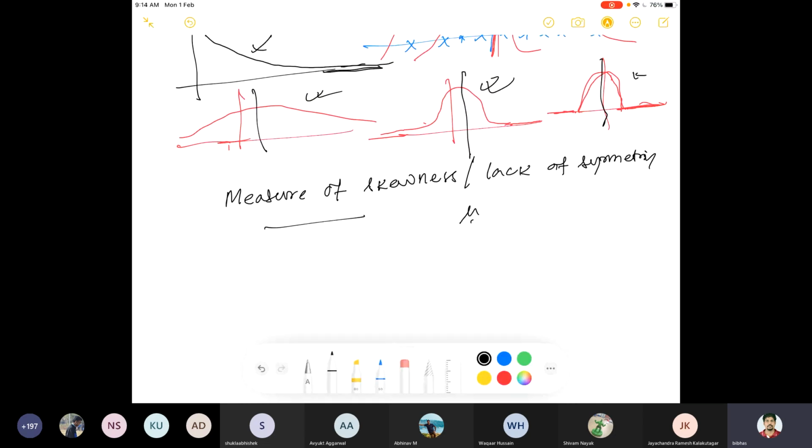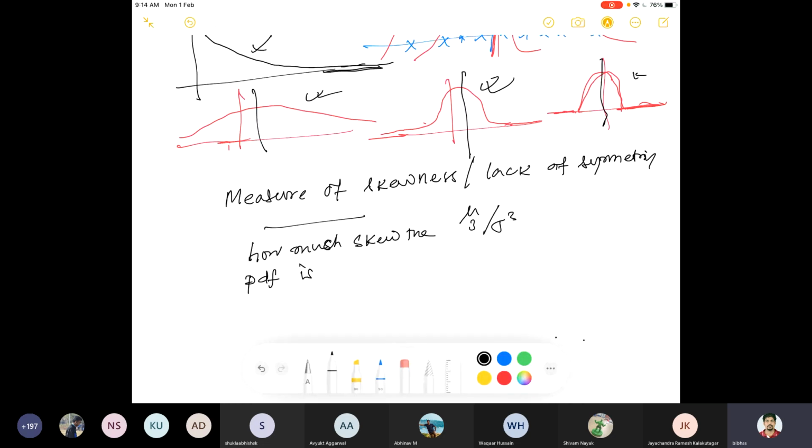this value mu 3 divided by sigma cube is a good measure of skewness. And the same thing if you take mu 4, that means the fourth moment about the mean, that is something called kurtosis. That will also give you an idea about how much peak there is. So here it is how much spread, lack of symmetry, or how much skew the PDF is.